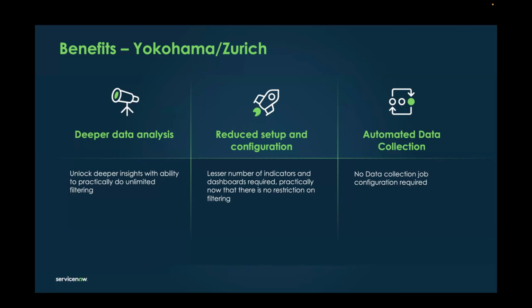Two, it helps you reduce the setup and configuration. You can have more generic indicators and create everything as filters on top of it rather than making it more specific. So potentially it can lead to a reduced number of indicators and dashboards that you have to create. And third, you don't have to configure data collection jobs and schedule them, monitor them for scores and everything. The collection happens automatically, as I said. The system automatically subscribes to those tables, tracks those changes, and stores them on the PA side. And any indicator that is enabled for data snapshot will just query from the same table.